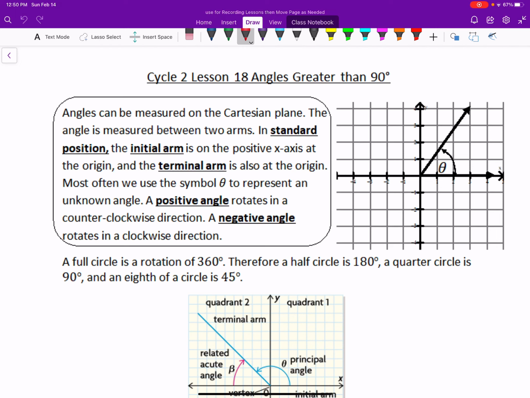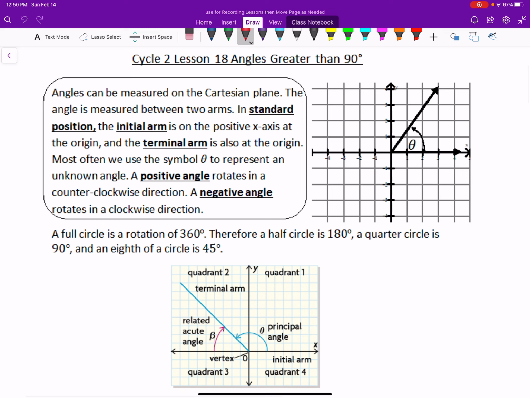In Cycle 2, Lesson 18, we're going to put angles on the Cartesian plane so that we can then deal with angles that are greater than 90 degrees. Everything we've done up to now, we just had standalone triangles where we had a right angle within it, which meant that all our angles had to be between 0 and 90 degrees. But with a little bit of an extension, we can extend it to the Cartesian plane and actually go up to 360 or more as far as angles go.